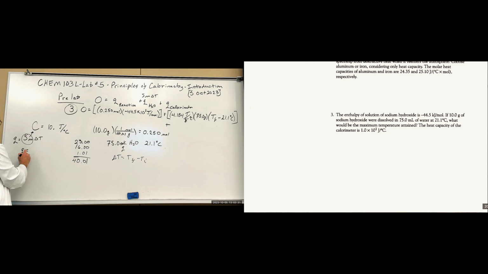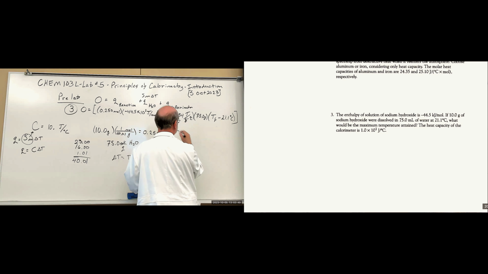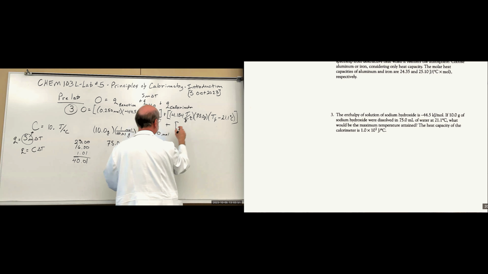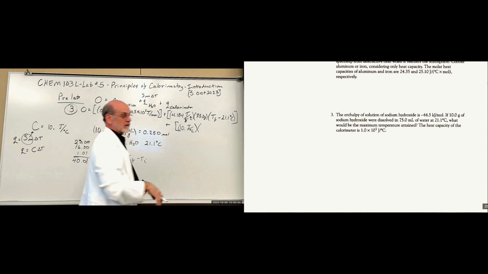So our formula is Q equals C delta T. Notice that mass is missing from that calorimeter constant. Mass has already been incorporated into it, so it's only joules per degree C. So for this term, what we've got is C, which is 10 joules per degree C, times a change in temperature, which is the same as the water.